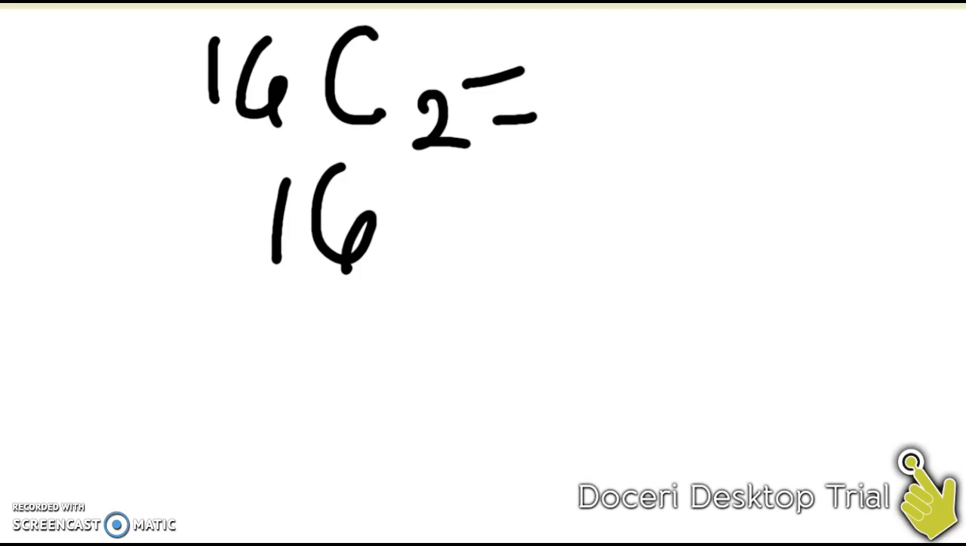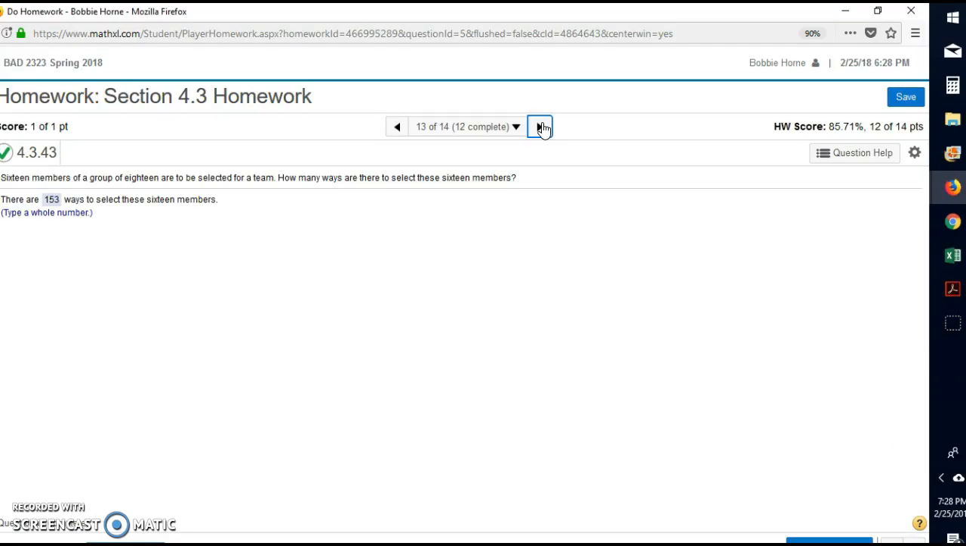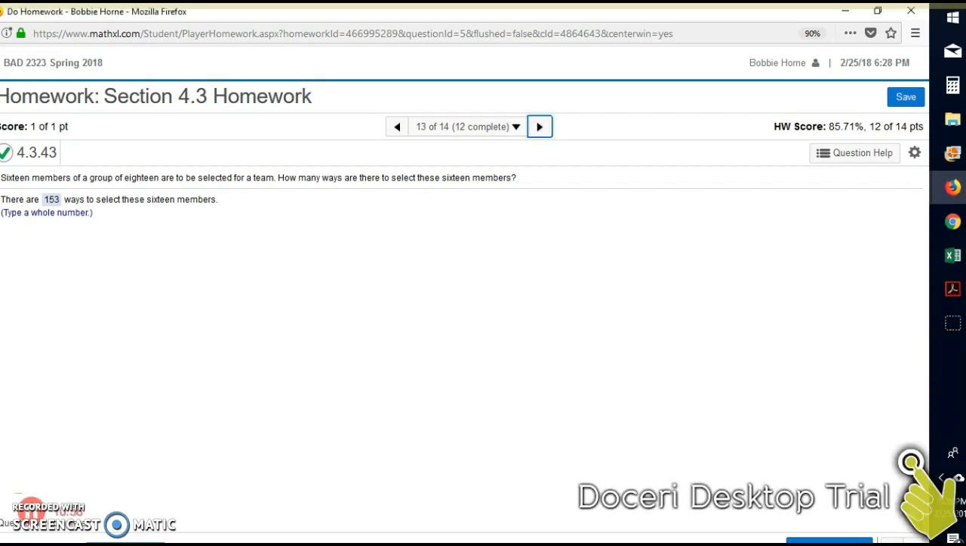I hope I got the right numbers because I did not write this one down. Let's bear with me for a second. Let me go back for a second. Okay, 16 members of a group of 18. I knew I had a number wrong. So let's go back to that.